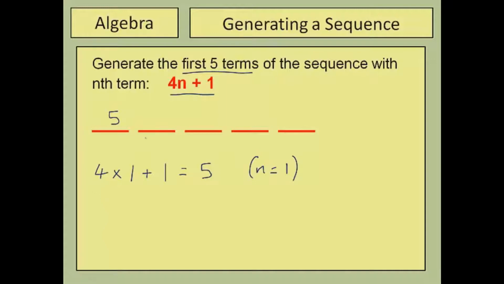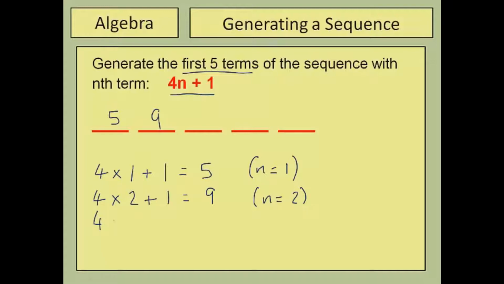For the second term then, we want to do 4n plus 1 again, but n is 2 because we're after the second term. So it's still 4 times n, but we've changed the n for a 2, and it's still plus 1. 4 times 2 is 8, plus 1 is 9. So when n equaled 2, the second term, we get 9.